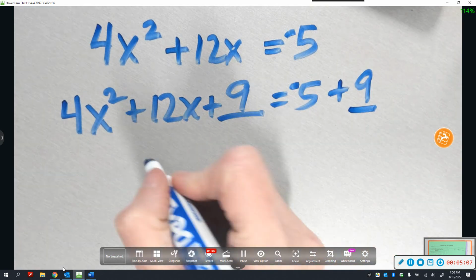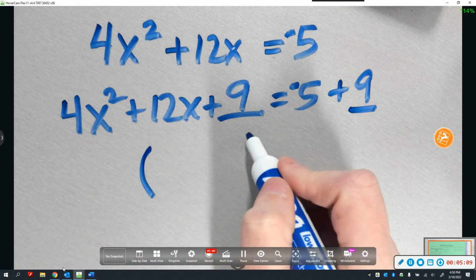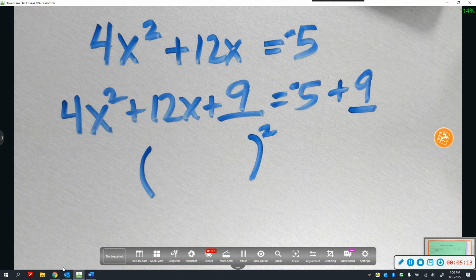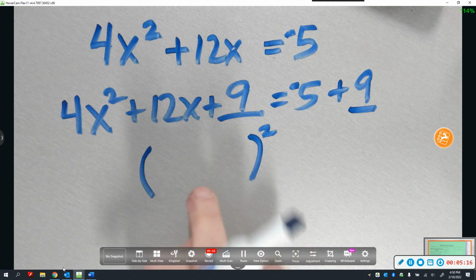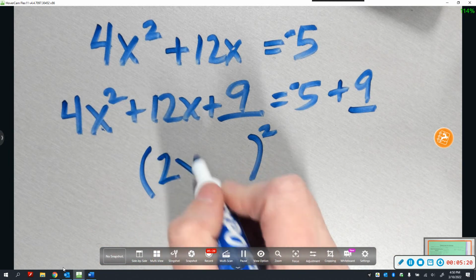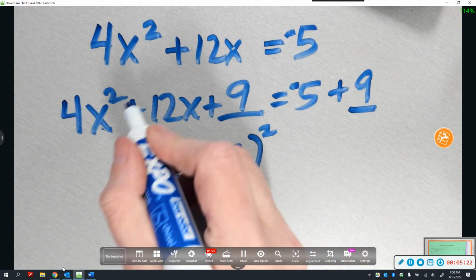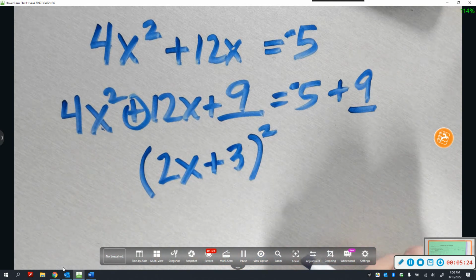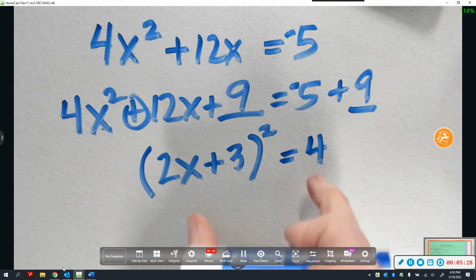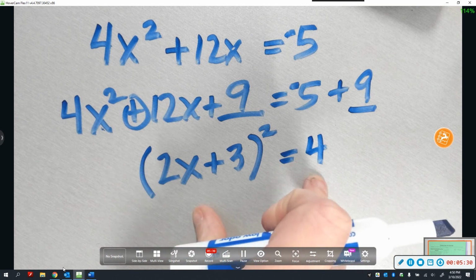What does that allow me to do? Well, it allows me to write this perfect square trinomial that I created, that I handcrafted myself. It allows me to write it as a binomial squared. Take the square root of the first term, take the square root of the last term, put the sign in front of b in front of it. -5 plus 9 is 4. This I can solve easily using the square root method.